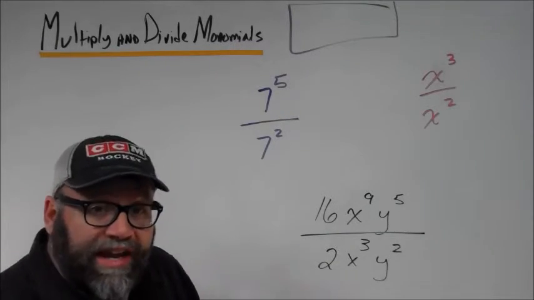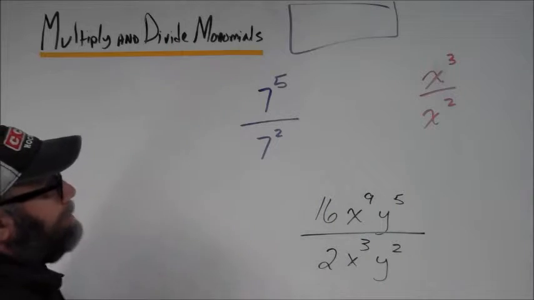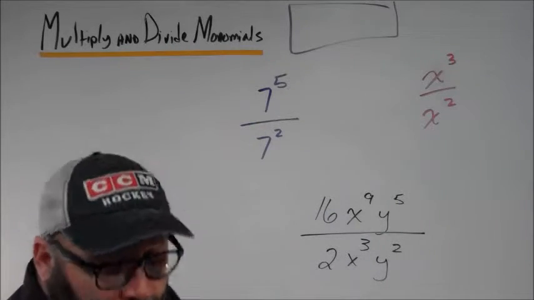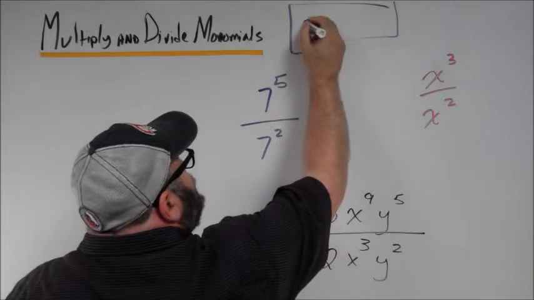Okay, let's get to the second half of this now, which is dividing monomials. And in dividing monomials, what we're looking for is a quotient.